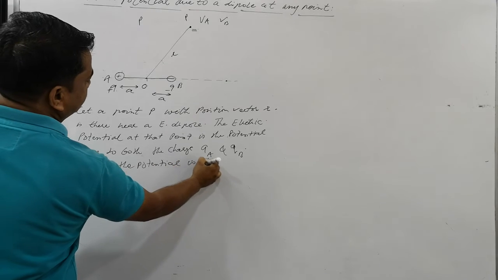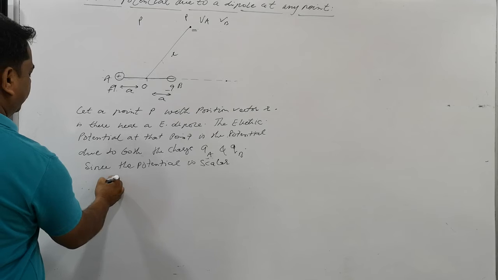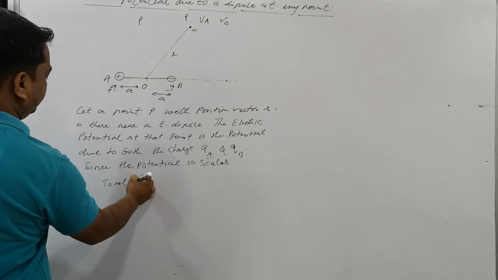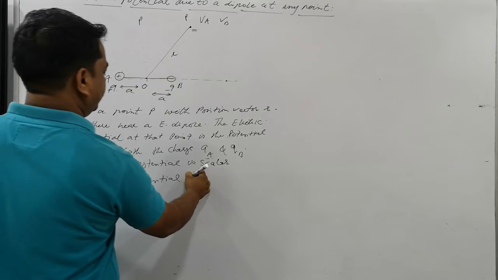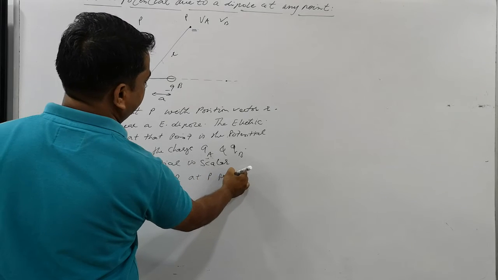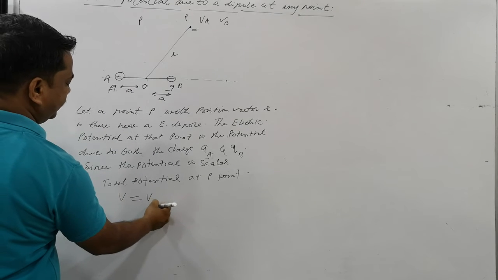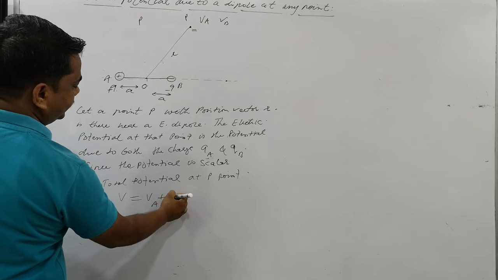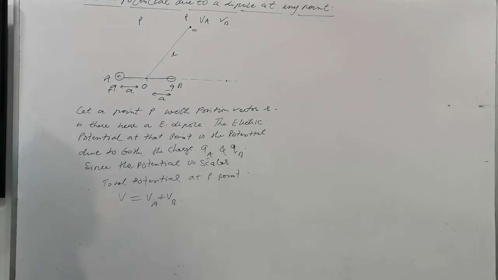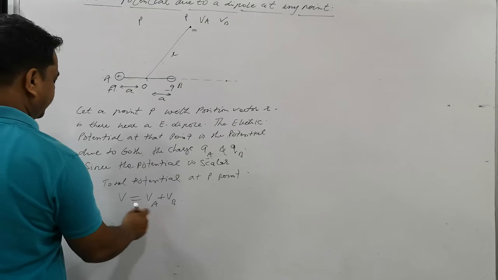Since potential is scalar, therefore total potential at P point, what will you please tell me? V is equal to V due to A plus V due to B. Why are we just taking a sum? It's very simple. So potential at a point, so potential due to each.